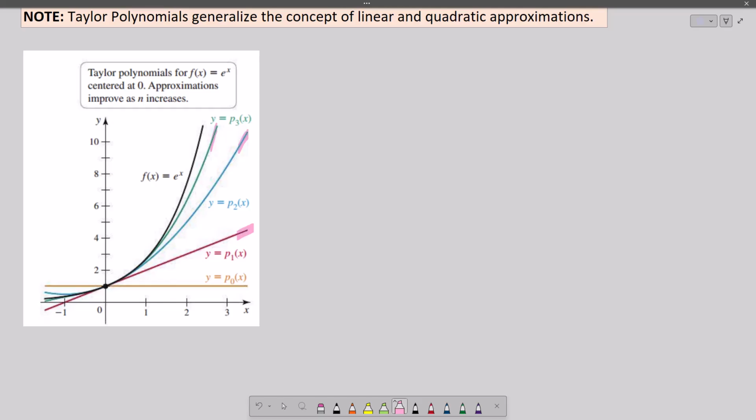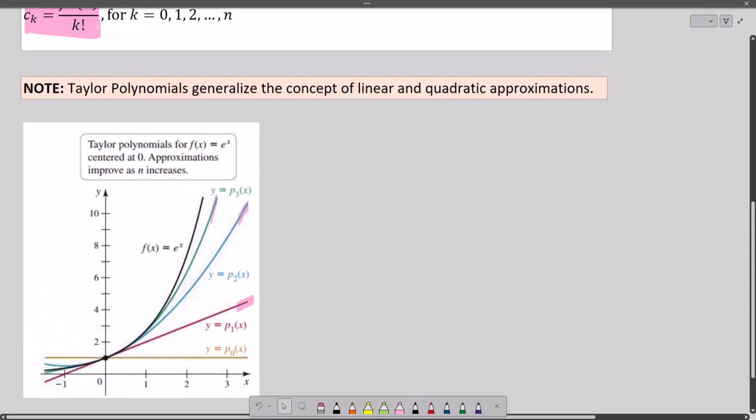And you can see that the alignment gets better and better. As you move further and further away from the center, you have a better and better match. They become indistinguishable for a longer period of time. You can imagine if you went out to P sub 100, it is going to be indistinguishable from the original function for a long period of time, for a big interval. So that's the idea, that the approximations start to match the function better and better.